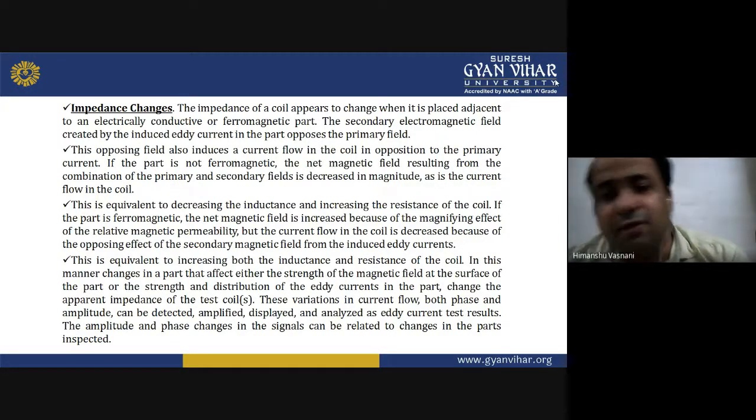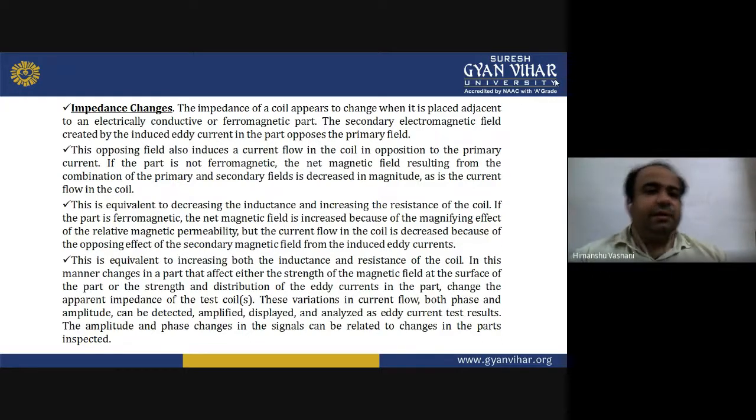The secondary electromagnetic field created by the induced eddy current in the part opposes the primary field. This opposing field also induces a current flow in the coil in opposition to the primary current.